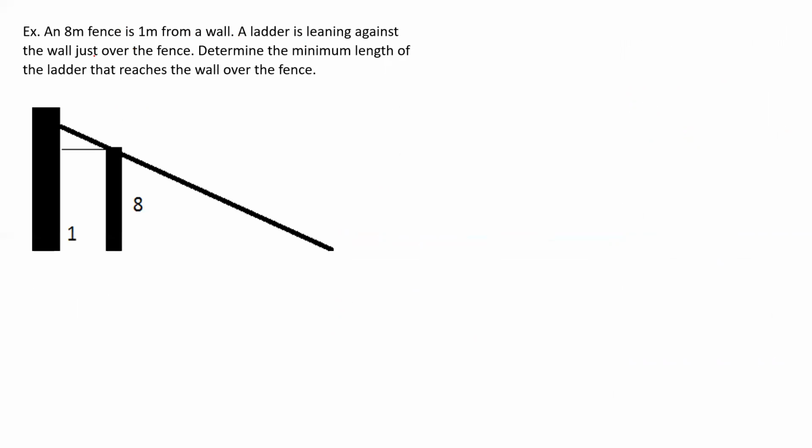Say what? So 8-meter fence, here's that, is 1 meter from a wall. And there's our ladder that leans just over the wall. And we want the shortest length of this ladder right here. So this is our ladder. Well, doesn't this look interesting?